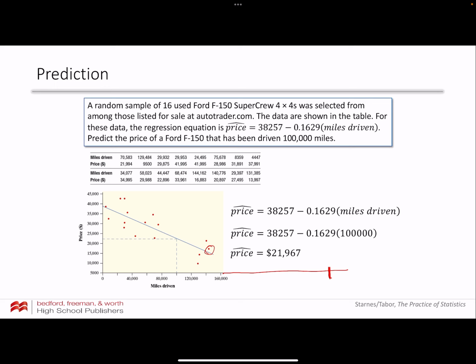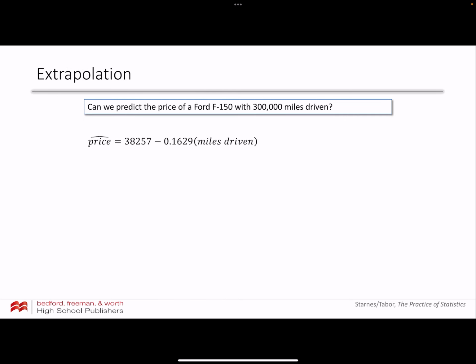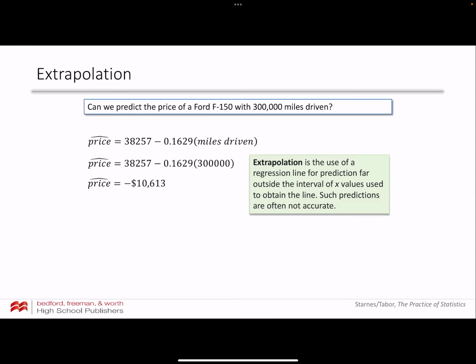So do I have data around that 300,000 mile mark? Do I have any other cars that gives me any data? No, not even close, right? So it kind of doesn't make sense to use the data that we have to make this prediction. So we call this extrapolation. Extrapolation is when we make a prediction, but way far outside of the interval of x values that we used to obtain the original line or the original equation, right? And these predictions are often not accurate.